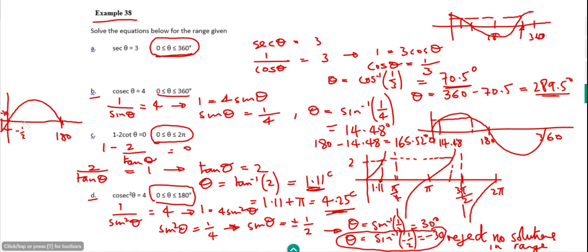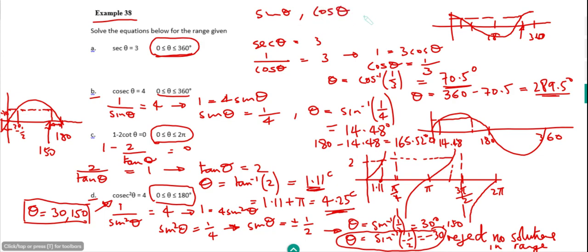However, for the positive one, we've got 30 degrees, and because this is symmetrical, we can also subtract 30 from 180, because this will also be 30 degrees in distance, and that's going to be 150. So our solutions are actually 30 and 150. So for this one, theta is 30 and 150. But again, the main principle of these is just to change them into either sine theta, cos theta, or tan theta.